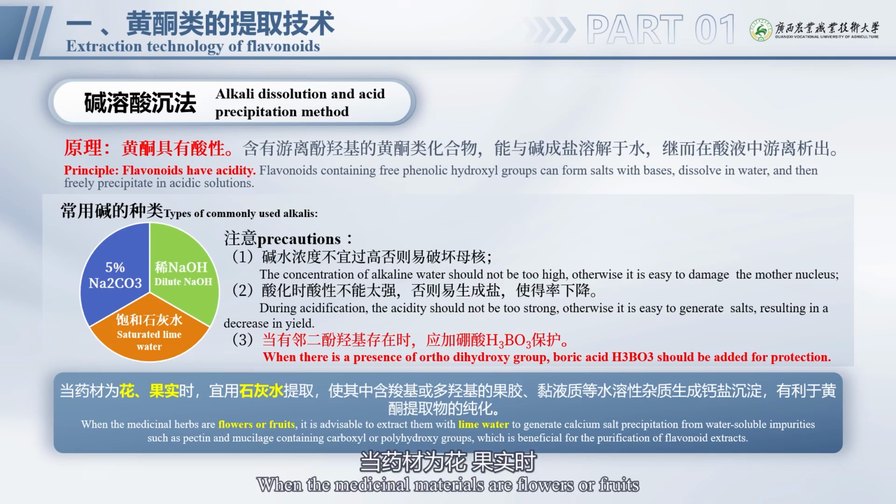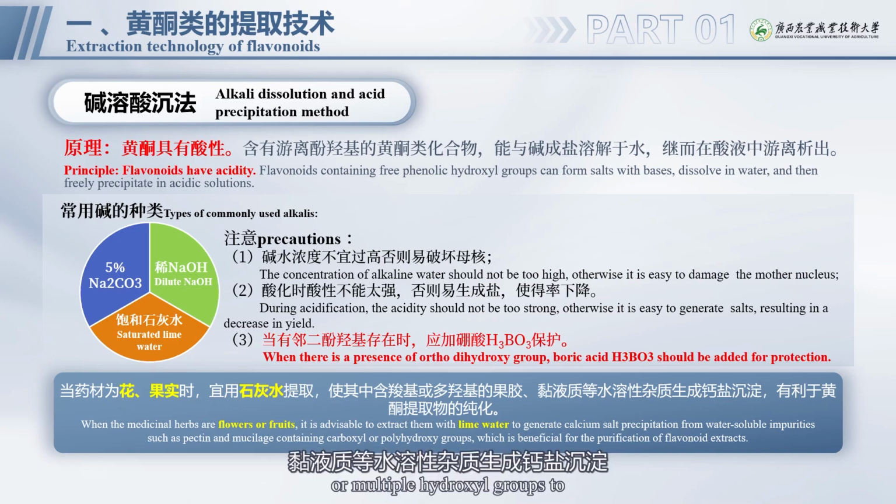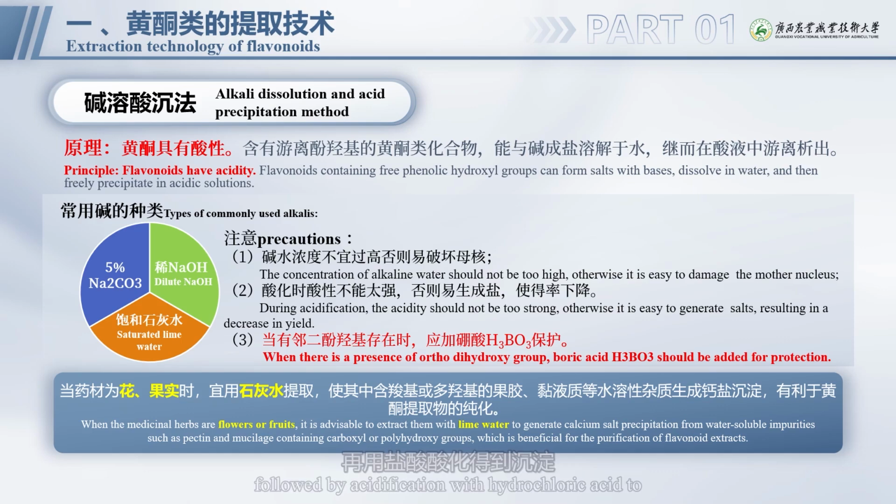When the medicinal materials are flowers or fruits, lime water extraction is preferred, as it causes water-soluble impurities, such as pectin and mucilage containing carboxyl or multiple hydroxyl groups, to form calcium salt precipitates, facilitating the purification of flavonoid extracts. For instance, to extract rutin from Sophora japonica buds, lime water can be used for extraction, followed by acidification with hydrochloric acid to obtain a precipitate.